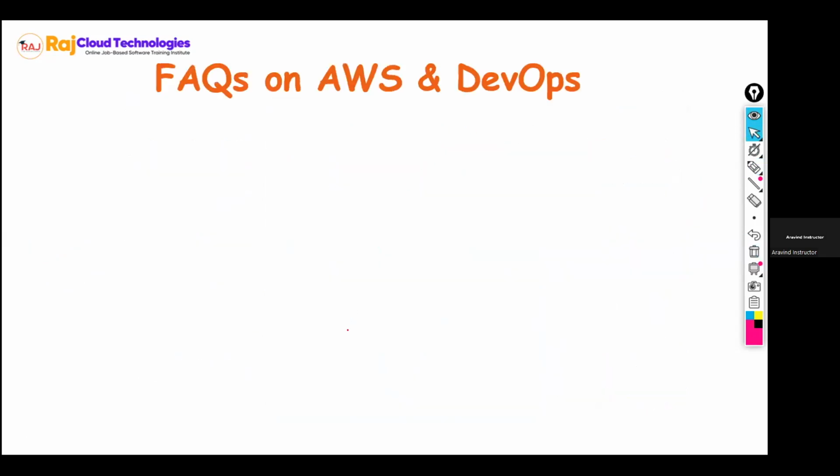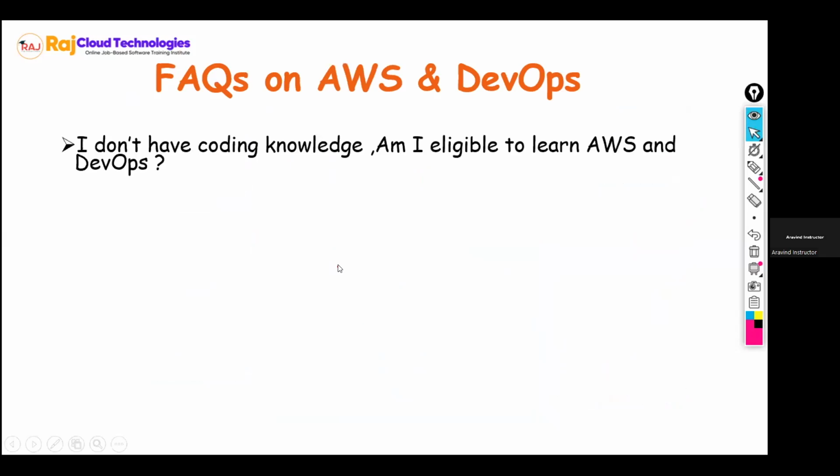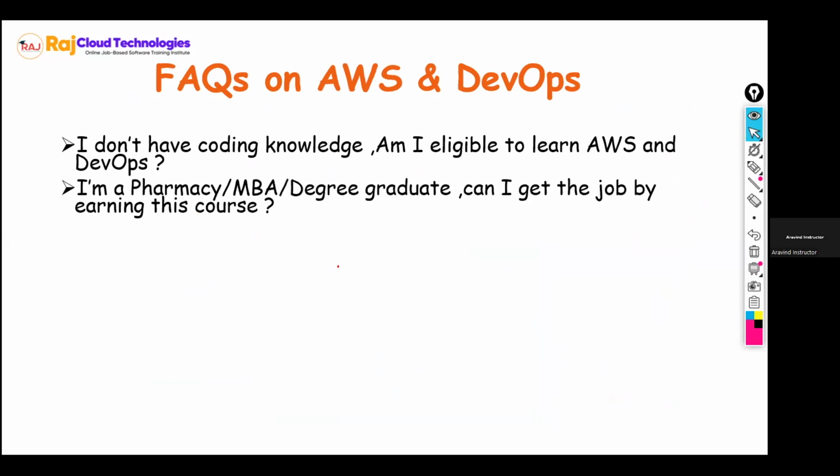Next, some frequently asked questions. Some people will say, I don't have any coding knowledge. I don't know any coding like C, C++, Java, Python. Can I learn AWS and DevOps without coding? Yes, you can learn, because AWS and DevOps do not require programming languages. You need not have knowledge of any programming language to learn AWS and DevOps.